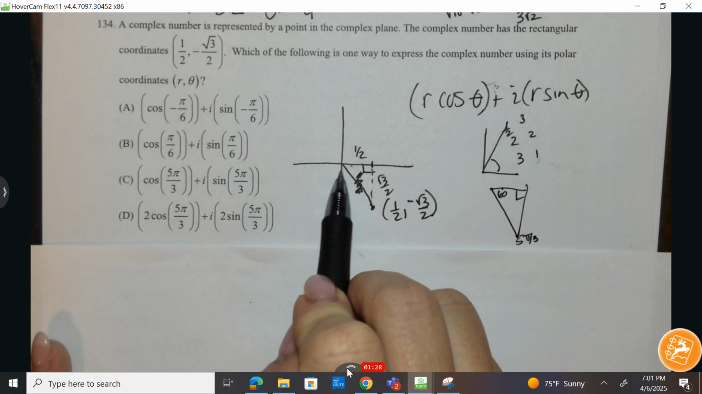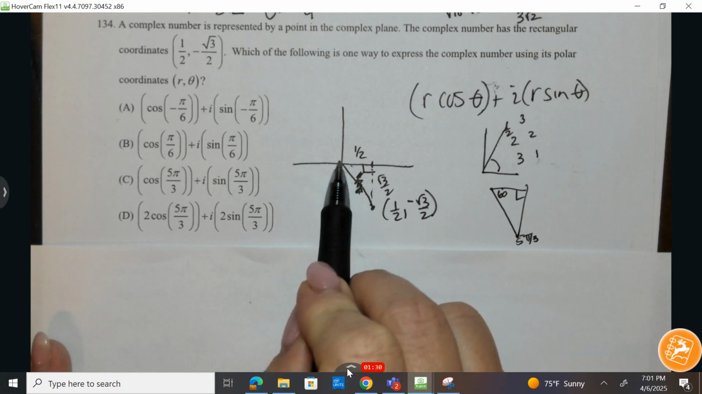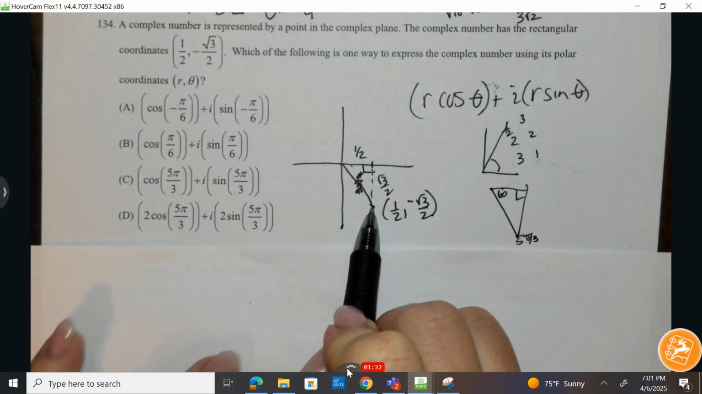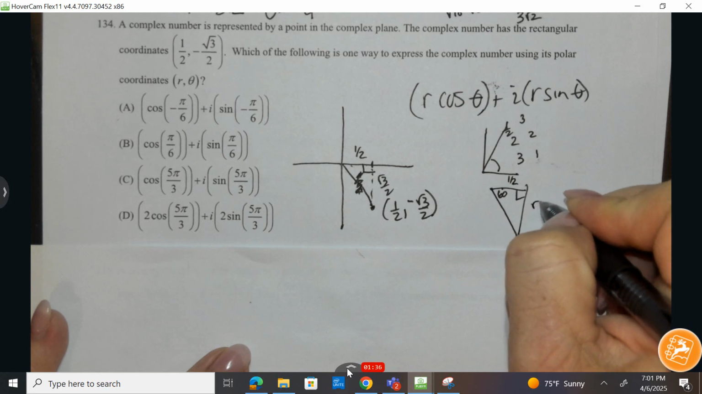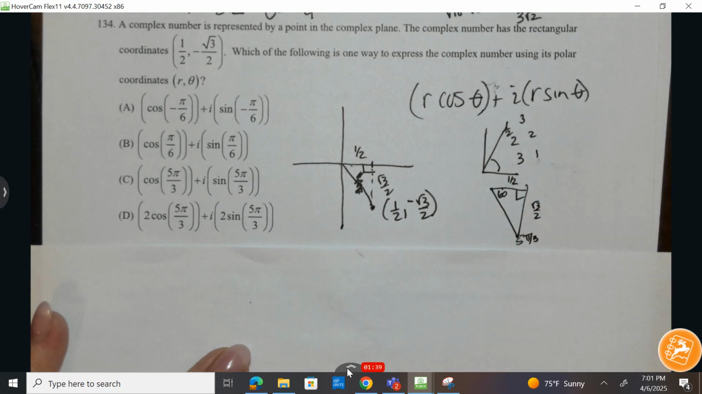Now I do need to know what is this length. A couple different ways we can do this. So this is a length of 1/2. This is a length of radical 3/2. Yes, we're going down, that's why it's negative.